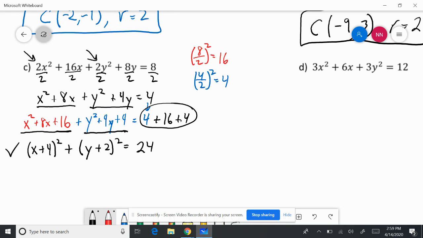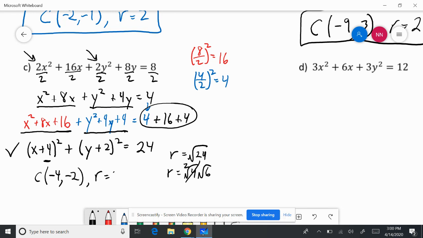So this is my equation in vertex form. I'm going to find the center of my circle, which, remember, is the opposites: -4, -2. And then when I find the radius, it's always the square root. So I'm going to take the square root of 24, and I know that 24 is 4 times 6, and the square root of 4 is 2, so my radius is 2 square root of 6.